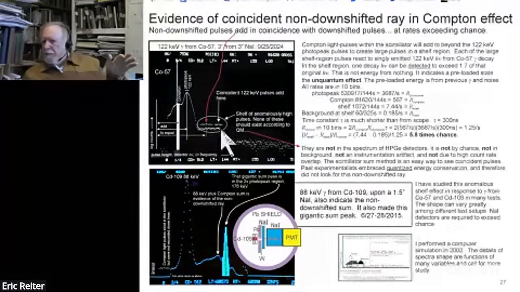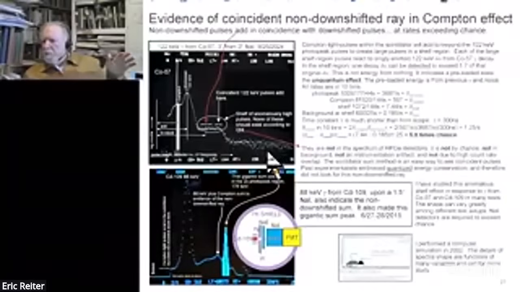So this is the same pulse height spectrum of cobalt-57. This is the normal photo peak full height of cobalt-57, 122 keV. The normal Compton shifteds are down here. That's where it should be. But what's this? This is the anomalous shelf of twice high pulses, bigger and happening more often, that you can calculate more often than chance.